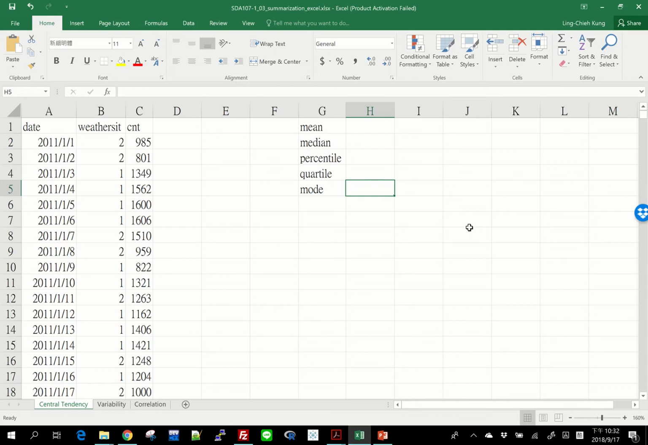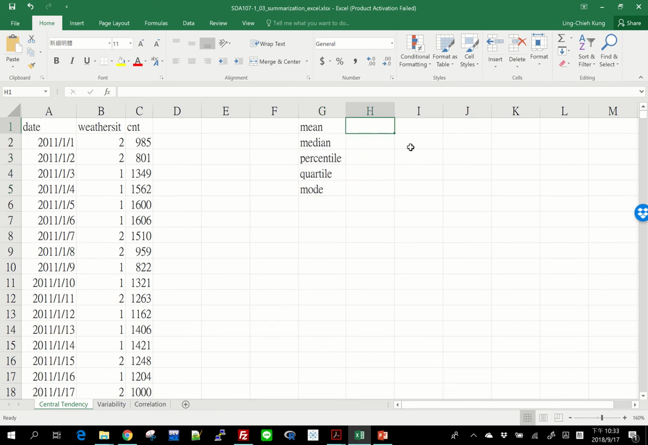Okay, so let's see how to use Excel to calculate some central tendency measurements. So we have several central tendency measurements, right? We have mean, median, percentile, quartile, and mode. So let's see how to do them one by one.